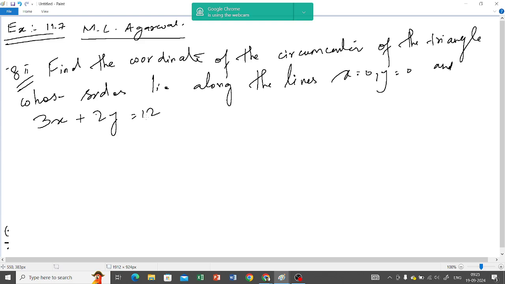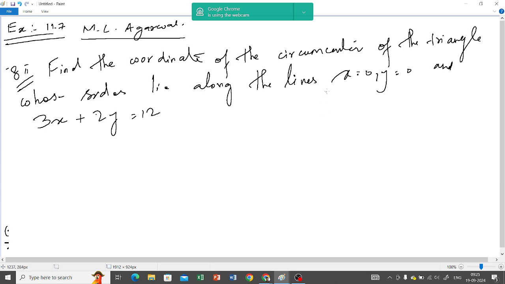Okay, করো দেখো। Find the coordinates of the circumcenter of a triangle. What is circumcenter? Circumcenter is a point of intersection of perpendicular bisectors. Perpendicular bisectors, right? Find the coordinates of the circumcenter of the triangle whose sides.